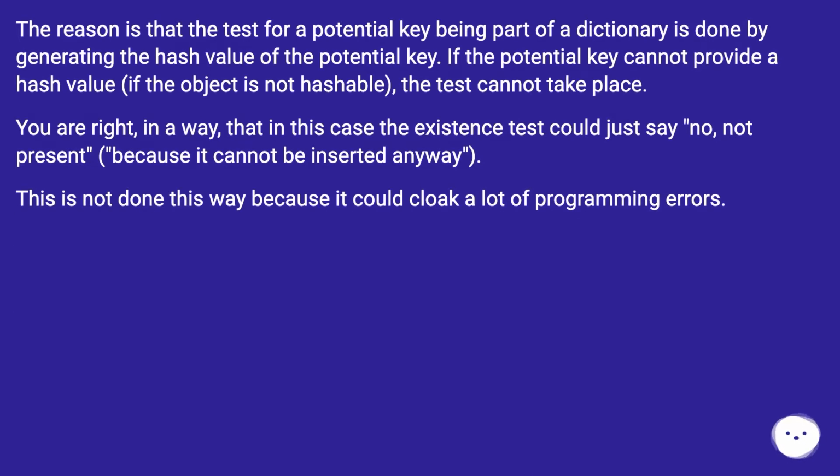The reason is that the test for a potential key being part of a dictionary is done by generating the hash value of the potential key. If the potential key cannot provide a hash value, if the object is not hashable, the test cannot take place. You are right, in a way, that in this case the existence test could just say no, not present, because it cannot be inserted anyway. This is not done this way because it could cloak a lot of programming errors.